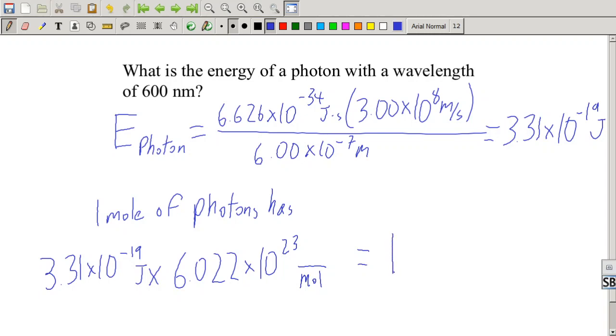Okay, 199 kilojoules. That's in the realm of reasonable energy. So if you have a red light source that's pumping out photons of this wavelength, you let it run long enough, you're going to be pumping out that much energy. Okay, we're constantly being bombarded by light energy.